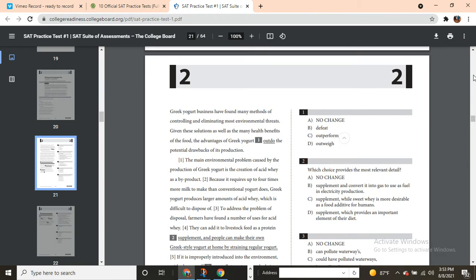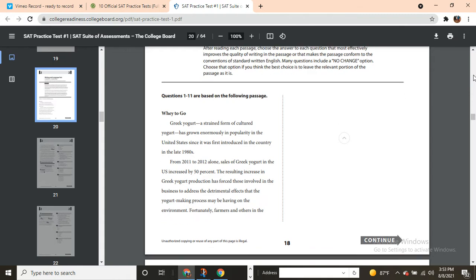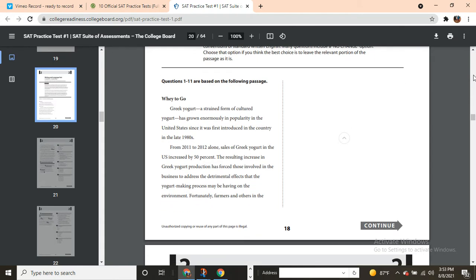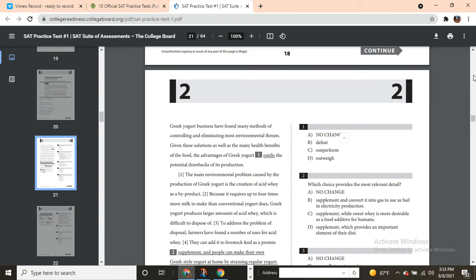In the writing section, the passages are quite short, and in the reading section, they always test your understanding of the passage, how well you can understand a passage and answer the question. But when it comes to the writing section, they test to see how well you can realize a problem, maybe in a passage or in a sentence. In most cases, they always test punctuation marks.